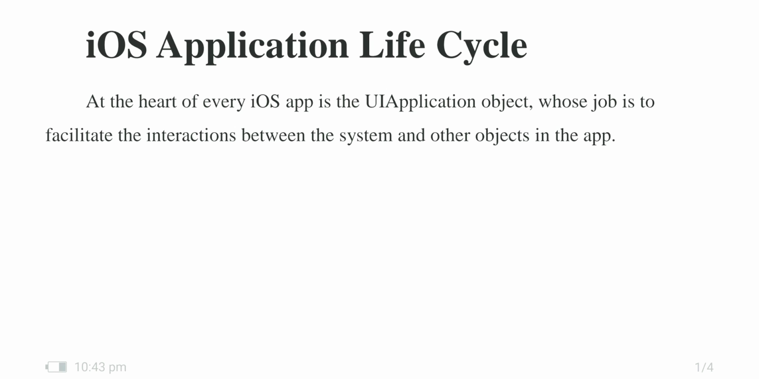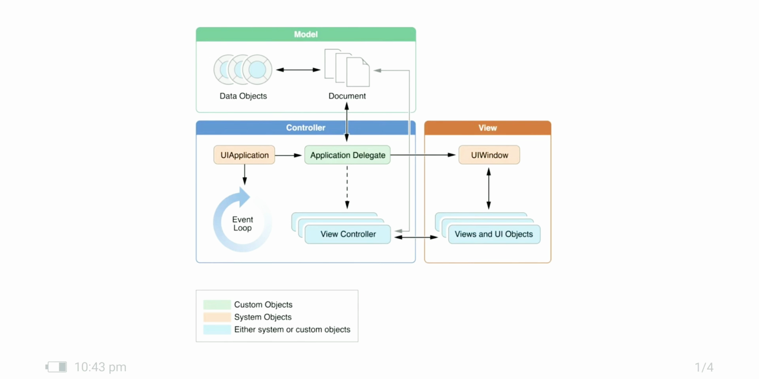Moving towards the next slide. Here is the application lifecycle. So it is an MVC approach, right? As you can see, there is a model that contains the data objects and document. Then there is a controller that has a UIApplication object that is related to the application delegate, as well as the event loop and the view controller. And the last one is a view. There is a UIWindow and view and UI objects.